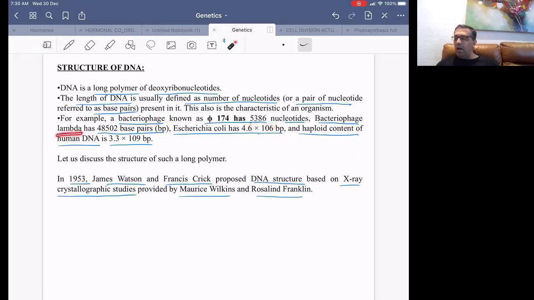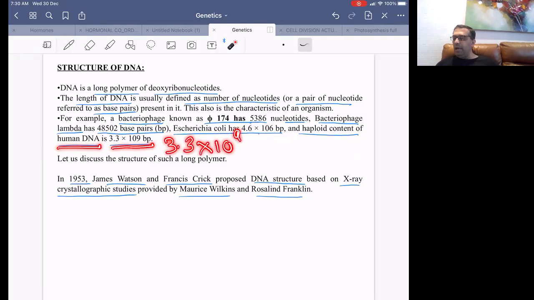Bacteriophage lambda has 48,502 base pairs. So it is a little longer compared to φ174. Then we have the bacterium Escherichia coli, which has 4.6 × 10^6 base pairs, and the haploid content of the human DNA is 3.3 × 10^9 base pairs.